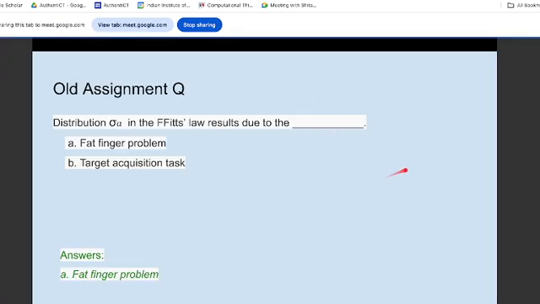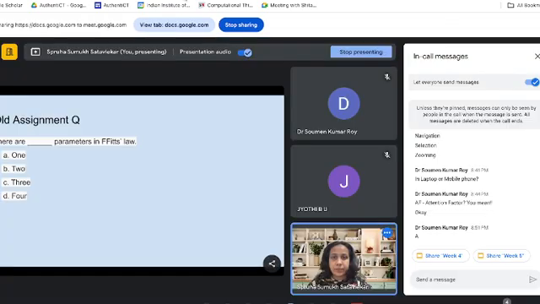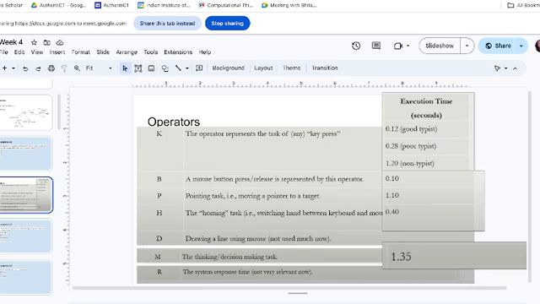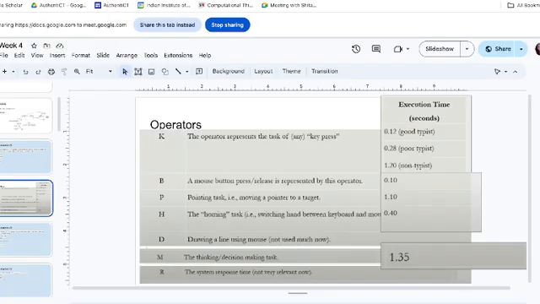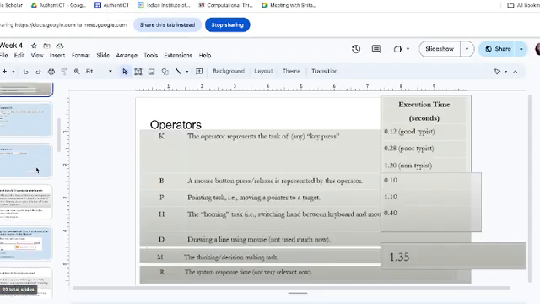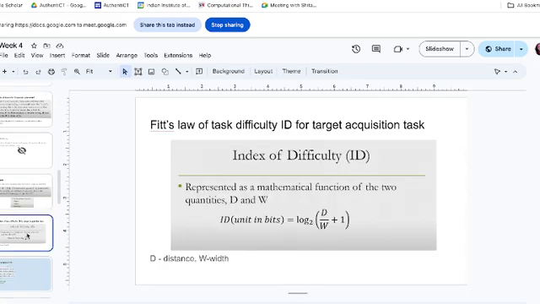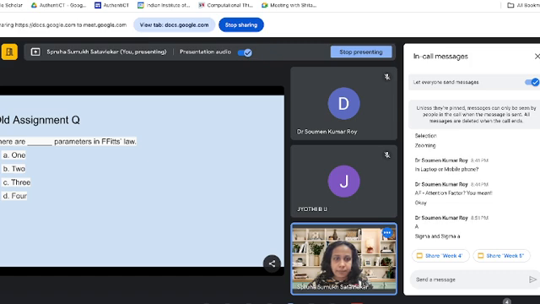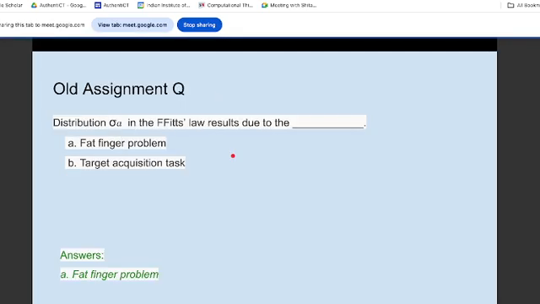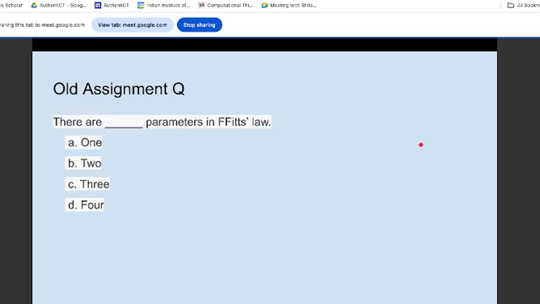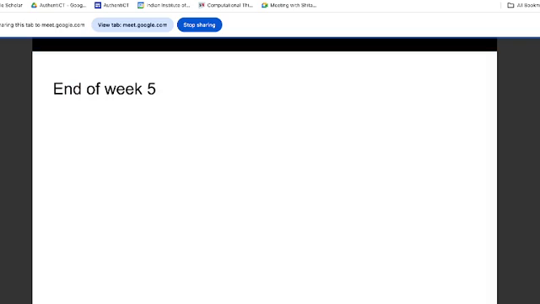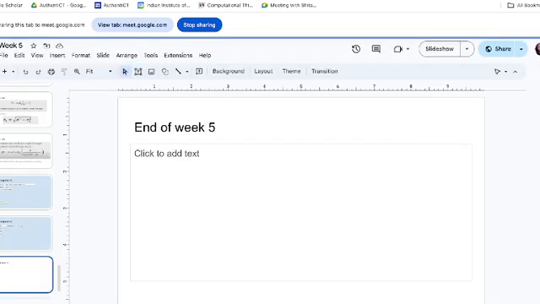A, correct. Very good. Next question. Sigma A, but then there was A and B as well in the formula here. A, B, you have to model all four parameters. Sigma, sigma A and B. So that's why the answer is 4. So this is it, end of week 5.